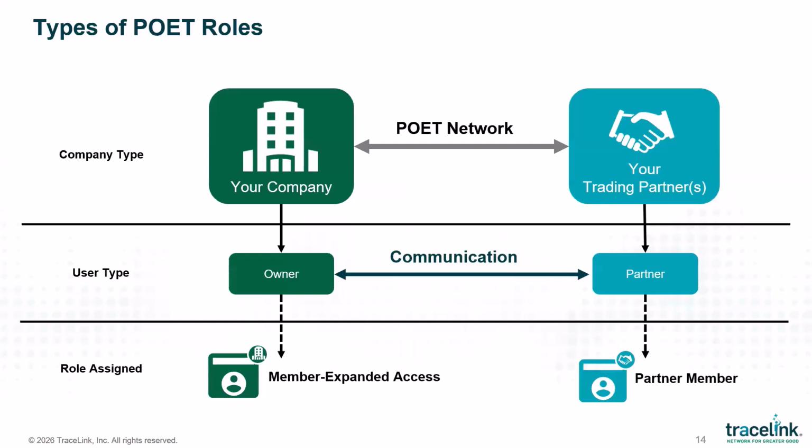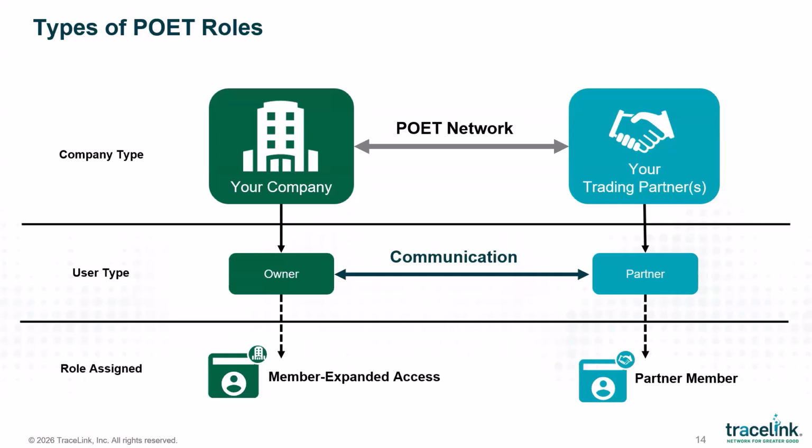In Poet, roles are assigned at the network level to control what a user can access within the collaboration network established between your company and a trading partner. Poet is set up as a network between the company and partner to establish a collaboration channel between your company and a trading partner, for example, a supplier. In this context, your company, the one configuring the Poet network, is the owner side of the network. Your trading partner participates as the partner member side of the network.